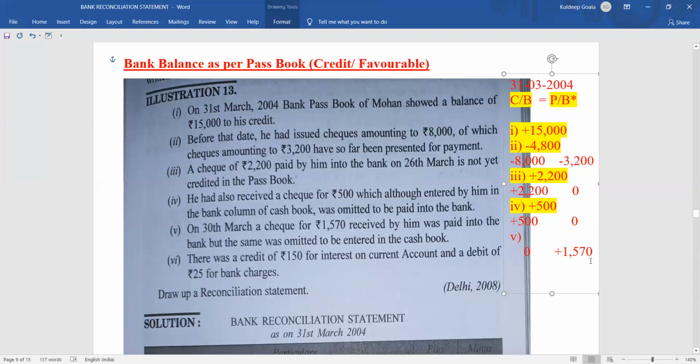Now what will you do to make both the sides the same? We have to deduct 1570, right? Because our passbook is our base. Since the passbook is the base, all the addition and all the subtraction will be done in the passbook. Okay, all the addition, all the subtraction will be done in the passbook.